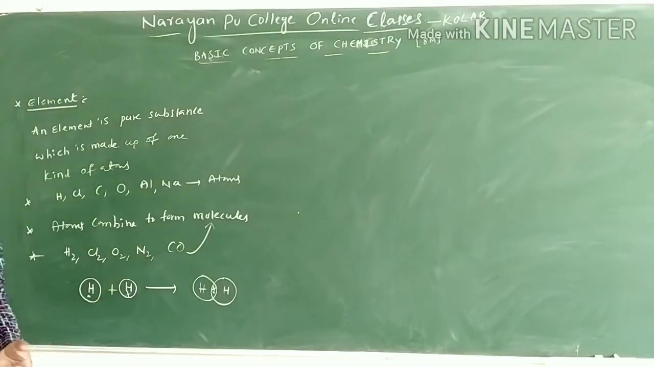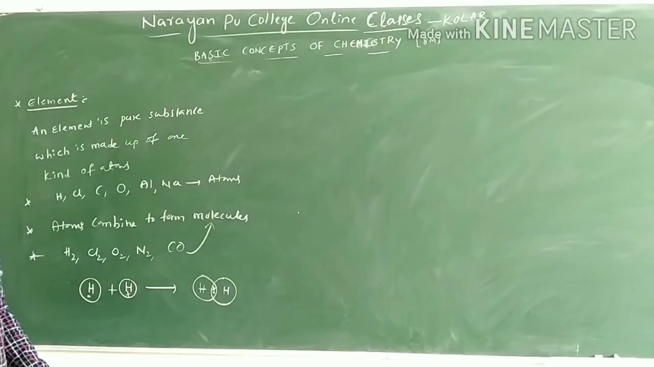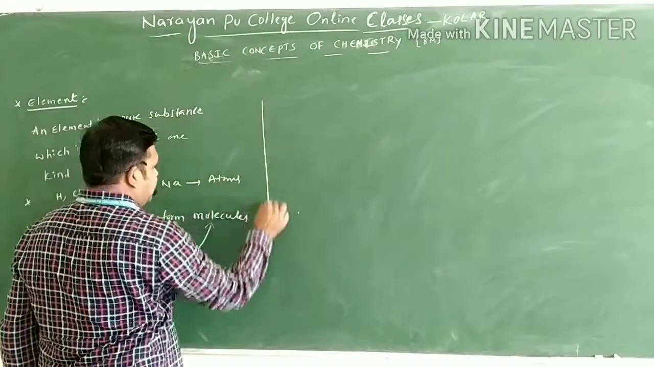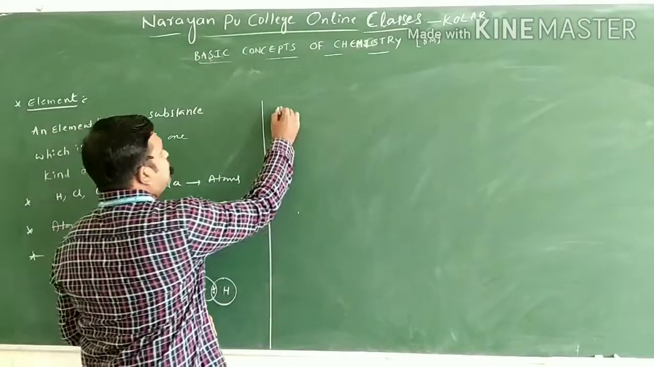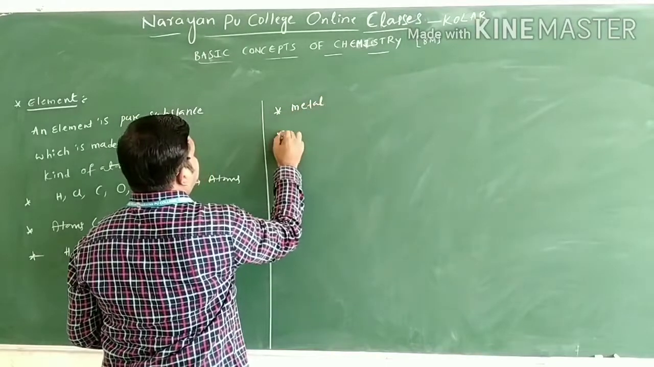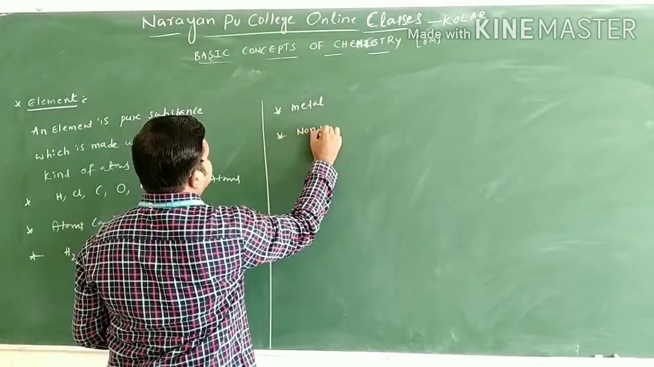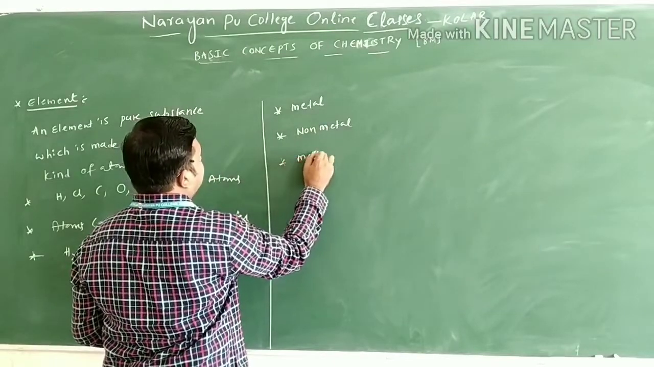Atoms combine to form molecules. Maybe same atoms, maybe different atoms, you can take, will form molecules only. Clear? Now generally, how many types of elements do we have? Generally, we can take three types only. One is metal, another one is non-metal, and another one is metalloid.